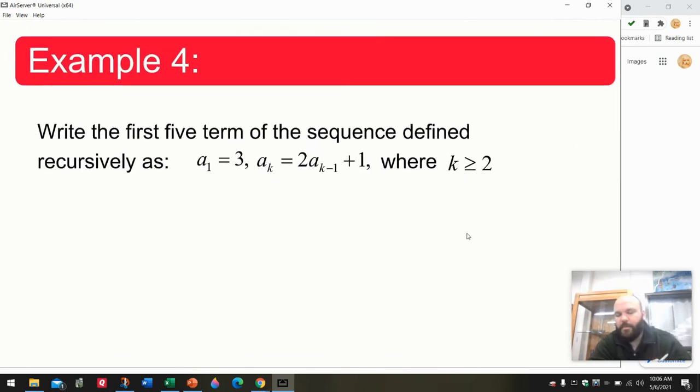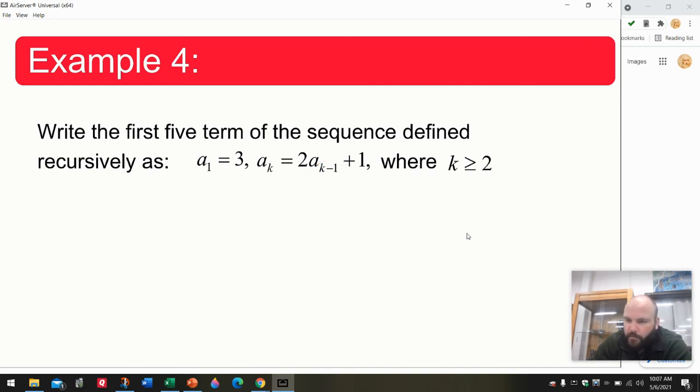So here's another example, and prior to me showing you the example I just did, I talked about having these sequences that are sometimes recursively defined. And what recursively means is you need the previous term to know what the next term is. And that's what this one is. This is a recursively defined sequence. And you can see here that they gave us the first term of the sequence, and then they said that if I want a sub k, which is any term in the sequence, I need to take the term that is right prior to it and multiply by 2 and then add 1 to it.